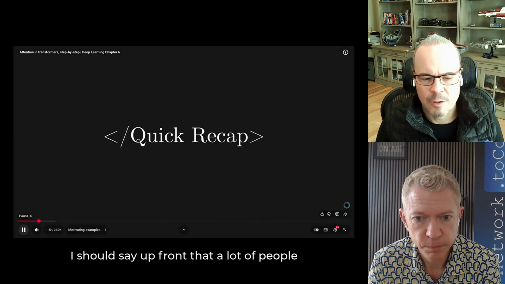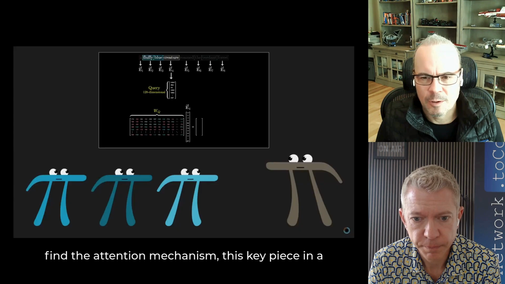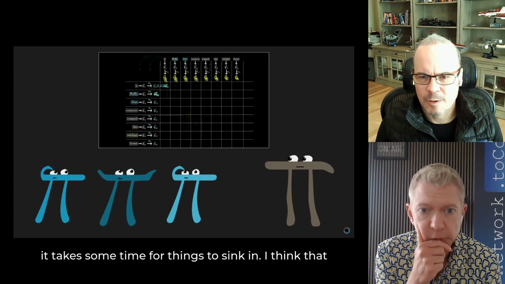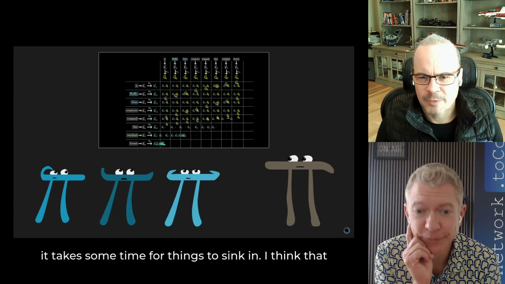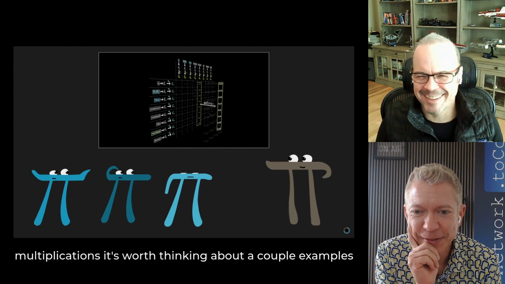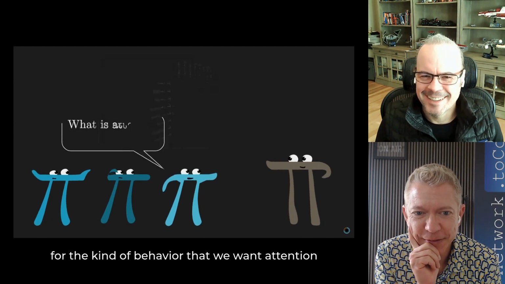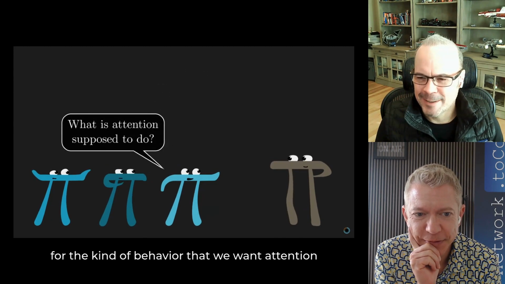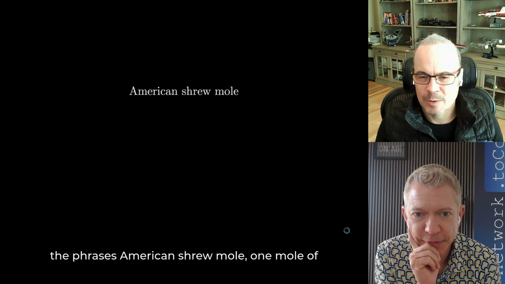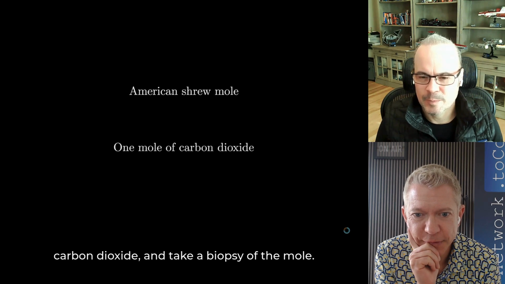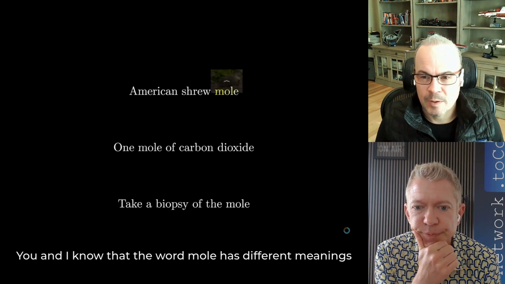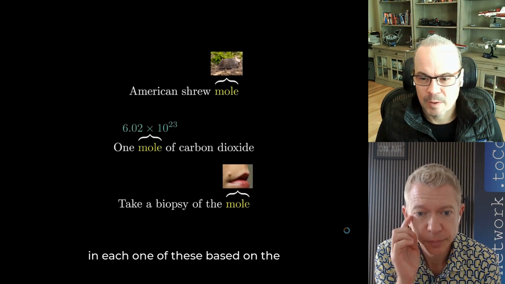I should say up front that a lot of people find the attention mechanism, this key piece in a transformer, very confusing. So don't worry if it takes some time for things to sink in. I think that before we dive into the computation of matrix multiplications, it's worth thinking about a couple examples for the kind of behavior that we want attention to enable. Consider the phrases American shrew mole, one mole of carbon dioxide, and take a biopsy of the mole. You and I know that the word mole has different meanings in each one of these based on the context.